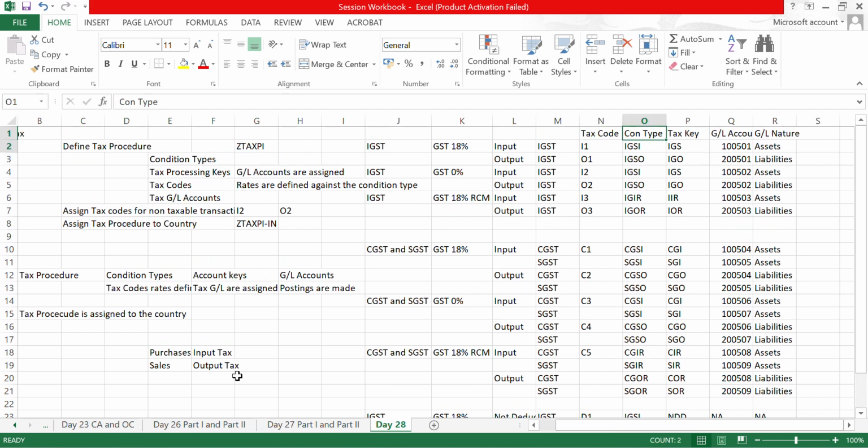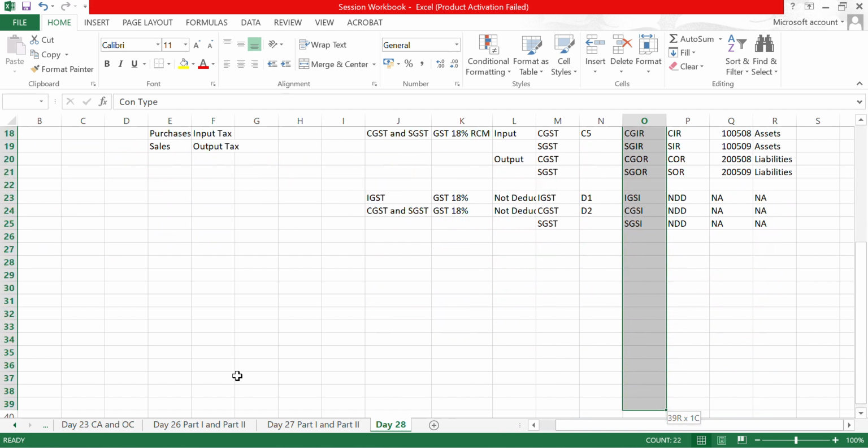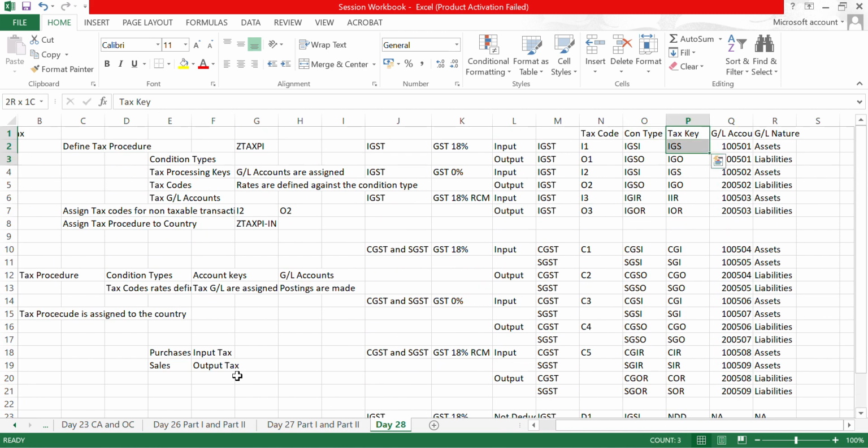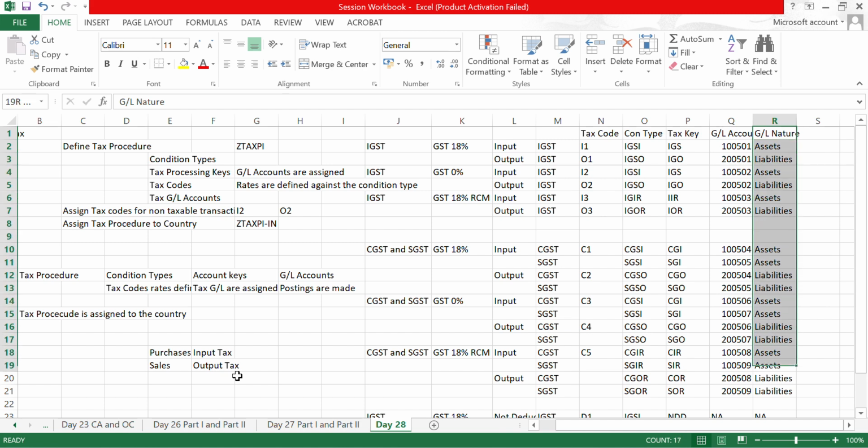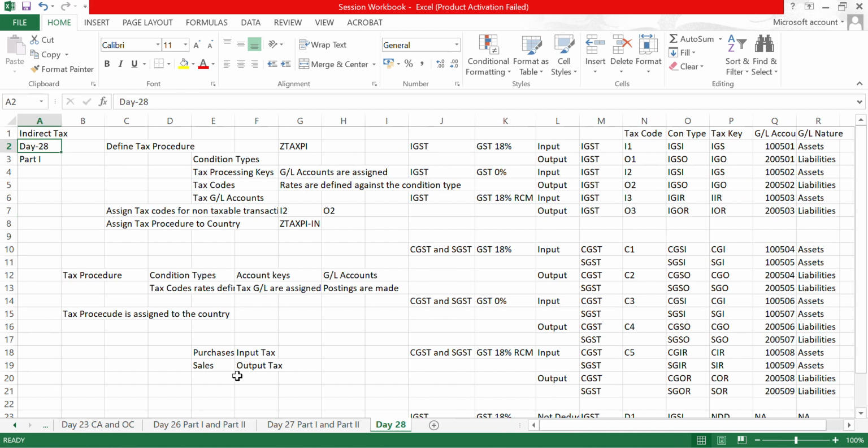So accordingly, I have mapped the condition type that we will be creating, the tax keys that we will be creating, the GL accounts that we will be using, and the nature of this GL account. I will explain the naming convention for these condition types, the tax keys, when we practically configure the system regarding the tax procedure.